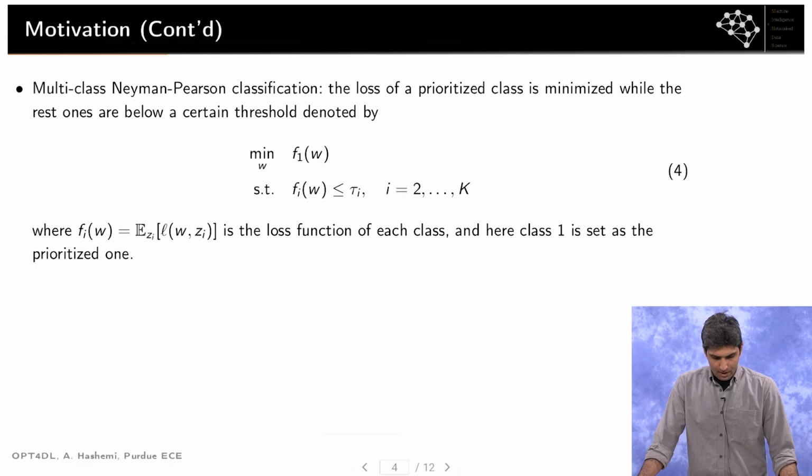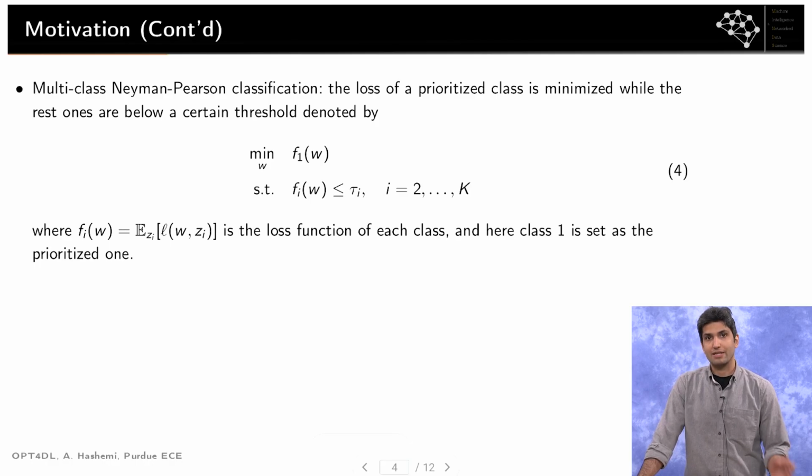Now, in those examples of classification we basically wanted to minimize the average loss over the entire training data. That meant that we did not prioritize performance on a specific class over other classes. In Neyman-Pearson classification, on the other hand, we do have a prioritized class.